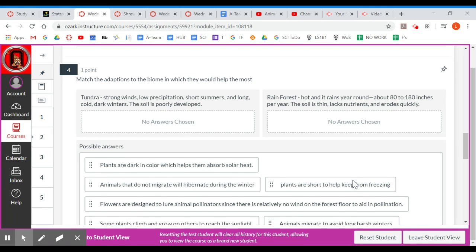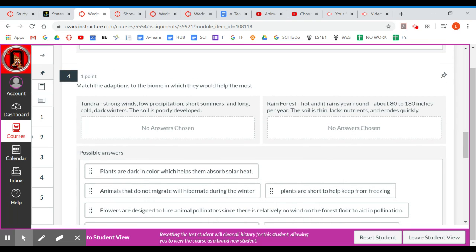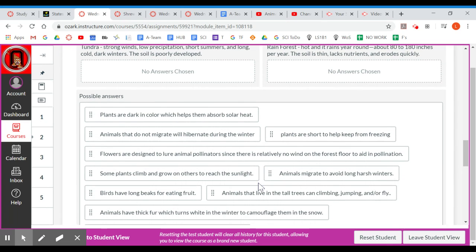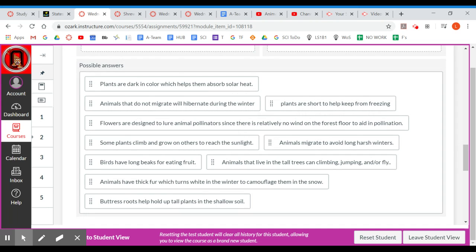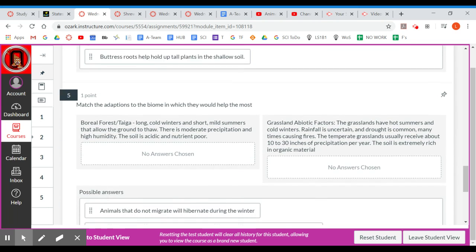So you're going to go through here. I would keep in mind there are two drastically different temperature ranges here. If there's anything about heat or winter in these answer choices, those are clear guiding points, right? All right, going to our next question.